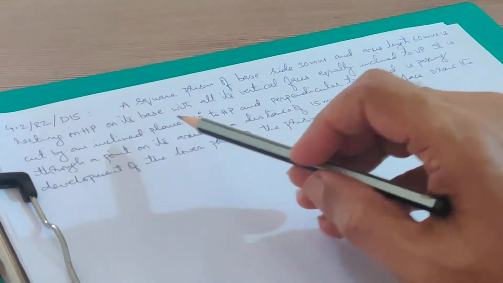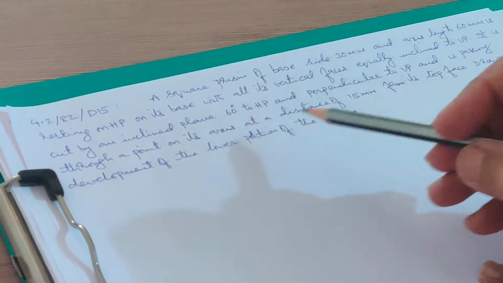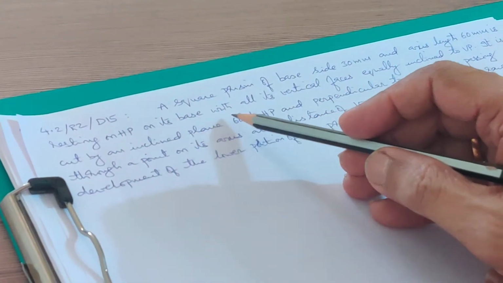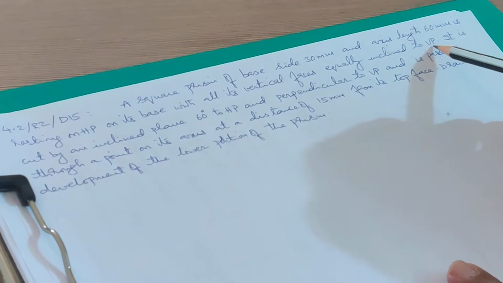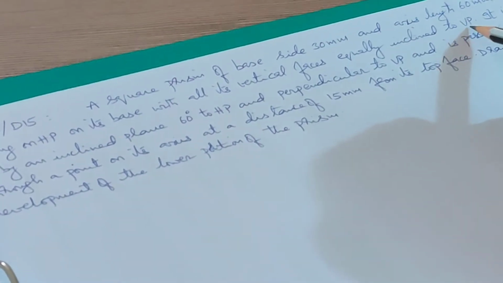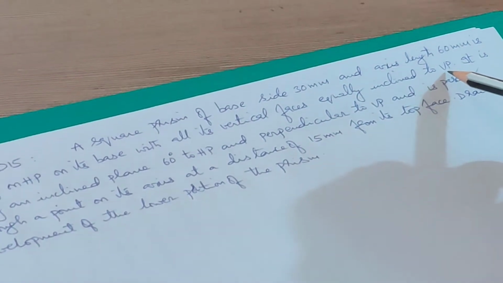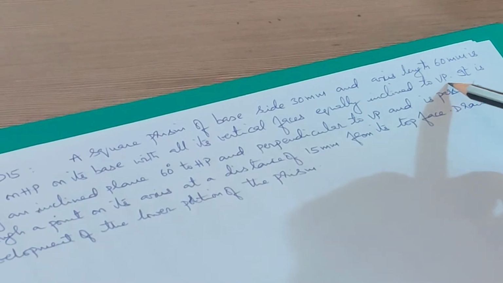The problem is like this: a square prism of base side 30 mm and axis length 60 mm is resting on HP on its base with all its vertical faces equally inclined to VP. So you have to draw a square with the sides inclined at 45 degrees to the XY line. That is the meaning of equally inclined to VP.